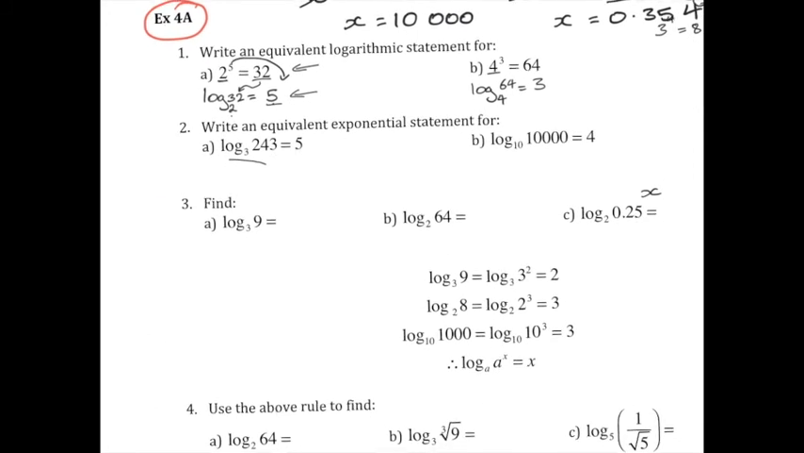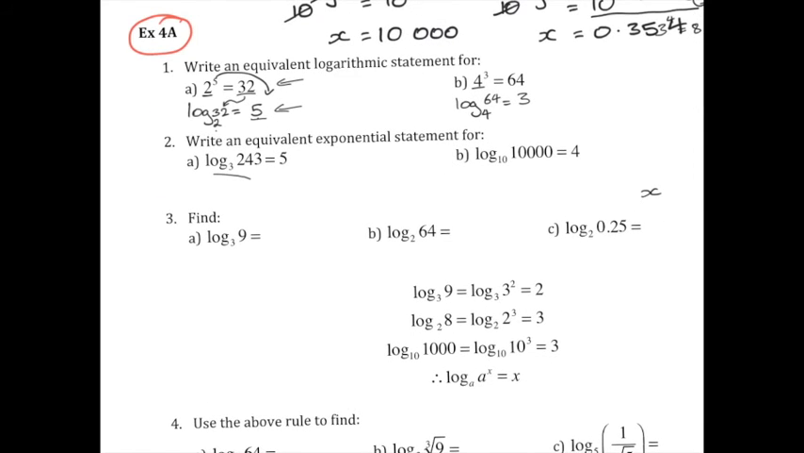Okay, now let's go to question 2. Write an equivalent exponential statement for these log equations. Here we've got log of 243 base 3 equals 5. So the base becomes the base of the exponential equation. This is always the power, so it's 3 to the 5, and it should equal 243. You can check that on your calculator, that 3 to the 5 does in fact equal 243, so it's true.